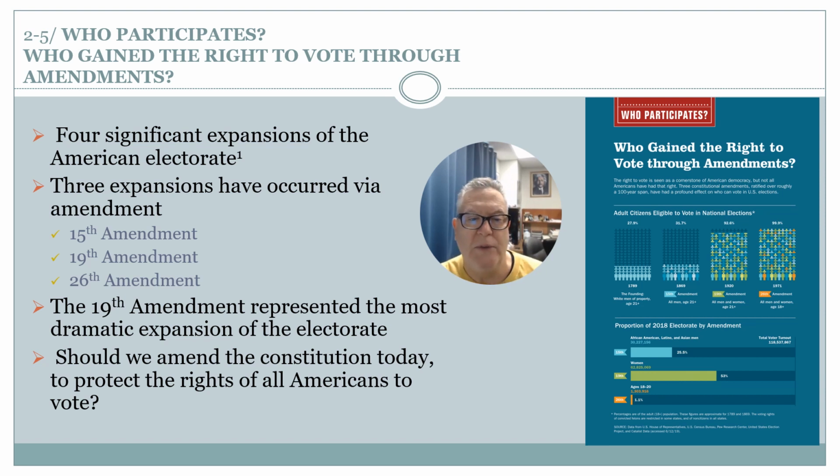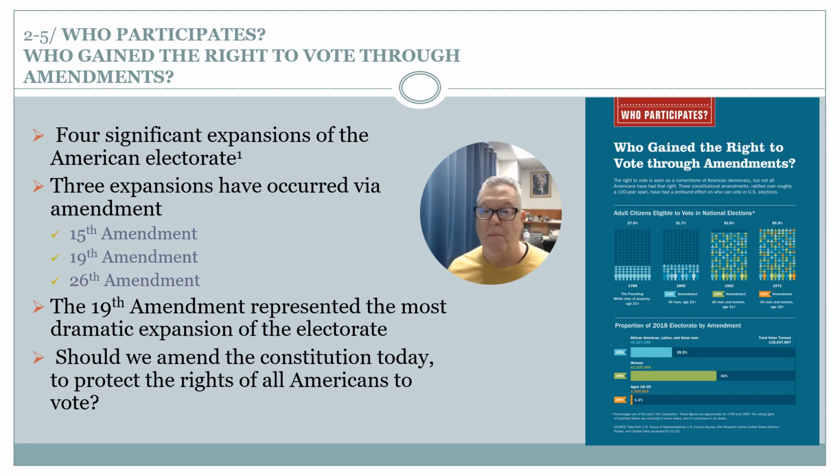So who participates? Who gained the right to vote through amendments? Again, when you think about it, the 19th Amendment is one of the most significant constitutional revisions because it literally extends the vote to half of the American voting public. The 15th Amendment likewise is very significant because it gives black men the power to vote. And then, of course, the 26th Amendment lowers the threshold of voting from whatever it was at the various state levels to 18 years old.